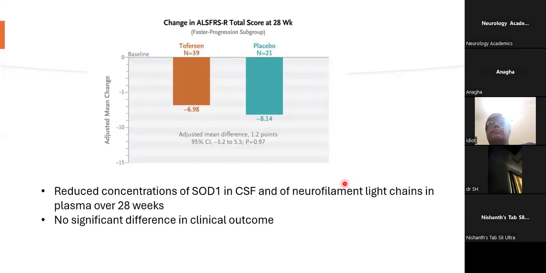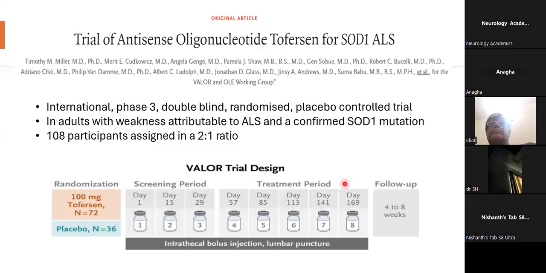For this tofersen trial for SOD1, there was no baseline functional scale that they've looked at. They have only looked at the rate of decline in the functional scale of this MLD patient pre-treatment. So there is no cutoff for the functional score of the patient that can receive this therapy.